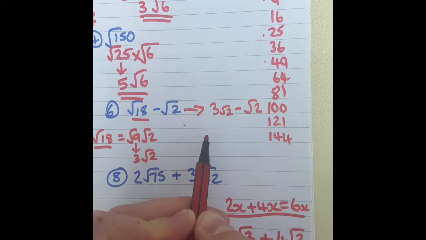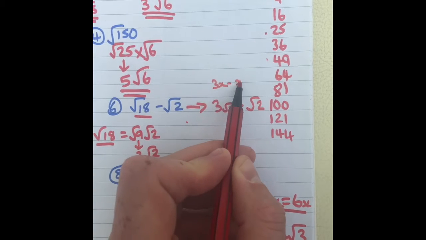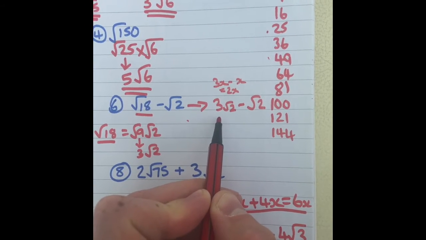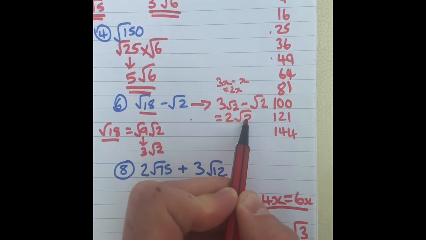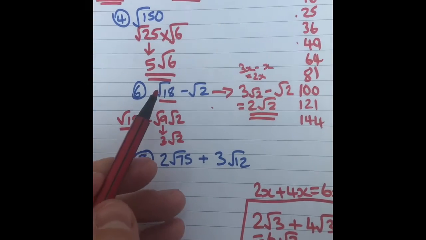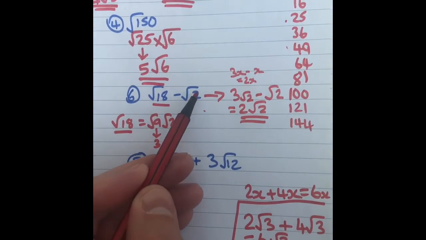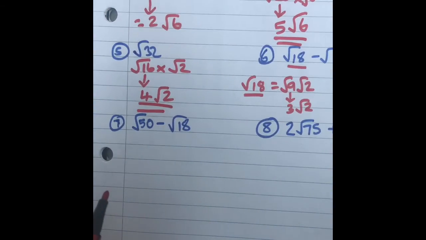minus root 2. Well, if we did 3x, take away x, that will be 2x. Therefore, this is going to be 3 root 2 take away 1 root 2 is 2 root 2. So the key thing is, if you see something that you know you can simplify it down, and more than likely it'll be the same type as the second one. So let's look at the next one.